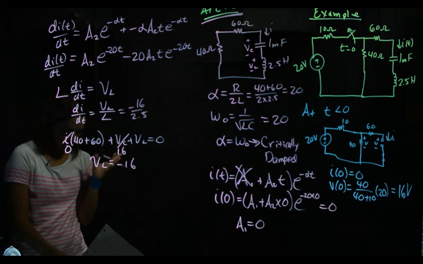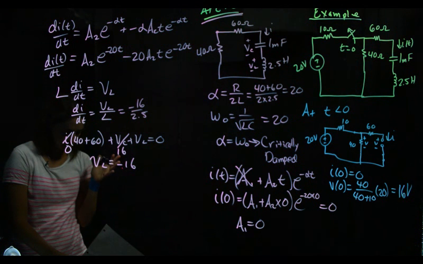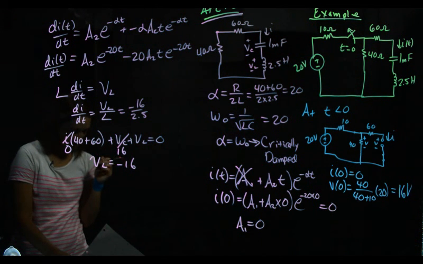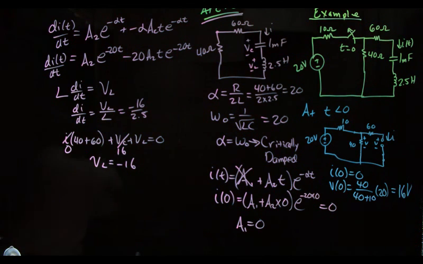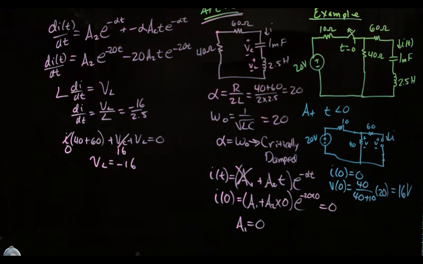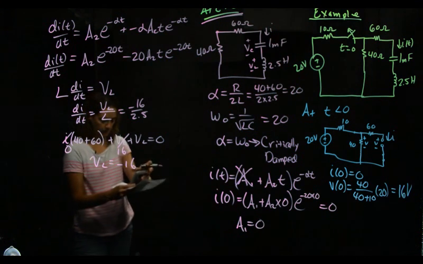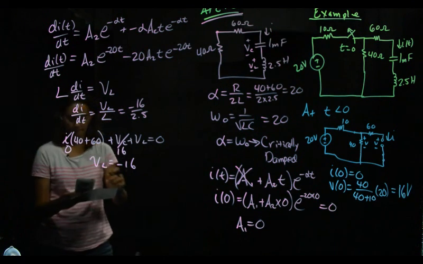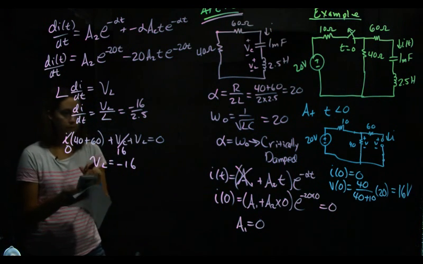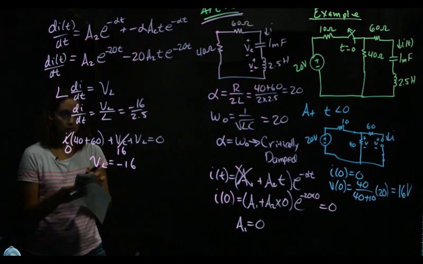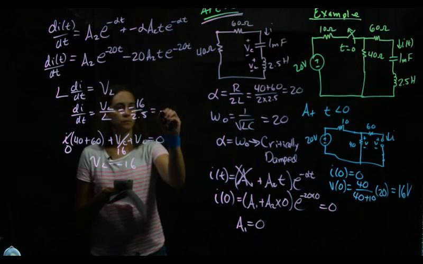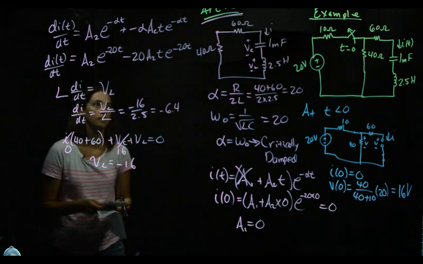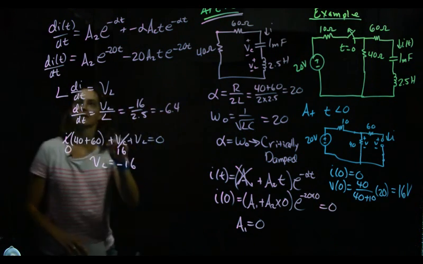And that gives me something that I cannot find on here for some reason. I don't have that. Let me grab a calculator real quick. 16 divided by 2.5 is 6.4. Okay, so that's my initial condition.